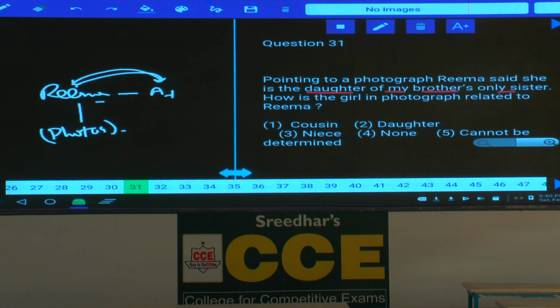Clear now? Hence, in these types of questions, always start with "my", go to the right extreme, then before this "my", whatever the relation is there, take that and continue towards the left-hand side. Clear now? Hence what is the answer here? Choice 2 is the answer, question number 31.